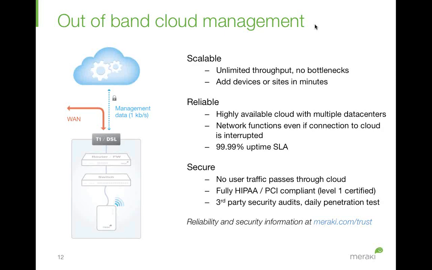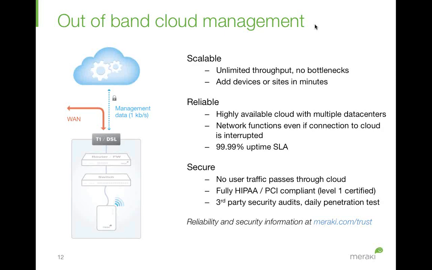We only collect management and monitoring data, so we call that an out-of-band cloud management control plane. So the user data is basically that red arrow that you see going off to the left. Whether that user data was targeted for something inside of your local area network or out to the internet, we don't ever see that. And so because we're out of band in this way, we're very secure. No user traffic, like I said, passes through the cloud. You can create HIPAA compliant, PCI compliant networks with our architecture. We actually are PCI compliant, level 1 certified.